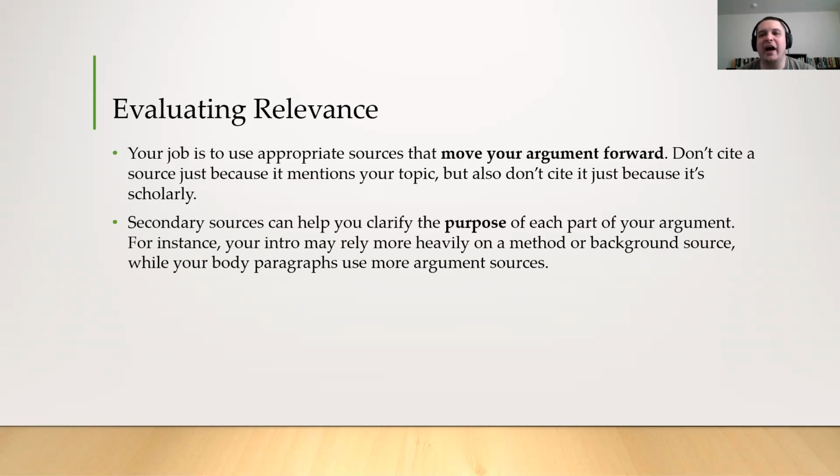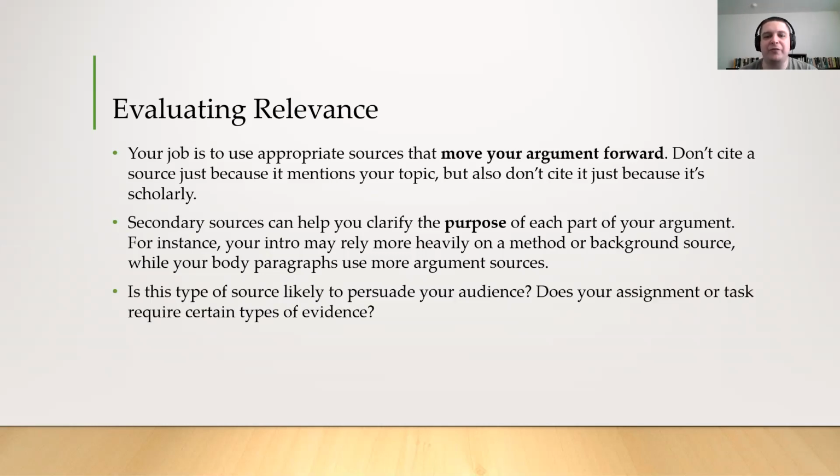So go back to the beam model that I shared earlier and think about, what are you doing for each of these sections? What is the purpose of this part of your argument? If you are setting up a history paper, you may want to start with more of a background source. If you're analyzing a novel, it might make more sense to start with a method source. In your main analysis in your body paragraphs, probably argument sources are going to be most helpful. But there's no hard and fast rule: you must use this type in this paragraph.